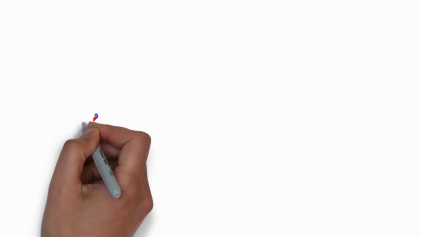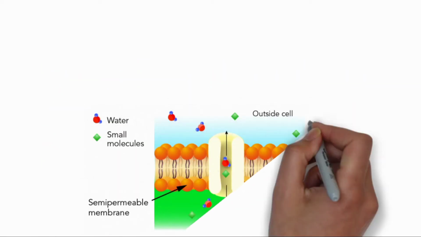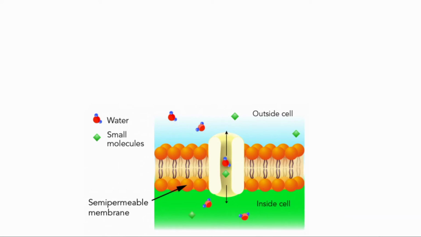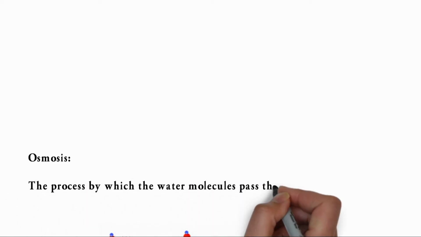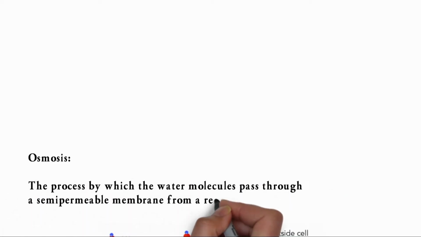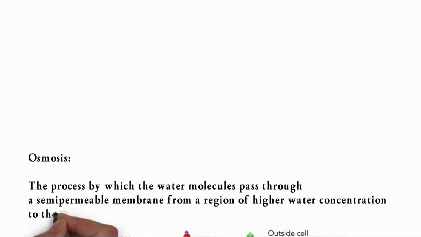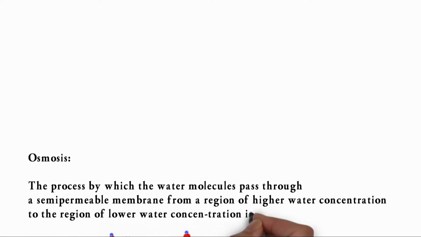You can see in the diagram, in osmosis the water molecules are passing through the membrane. So we define osmosis as the process by which the water molecules pass through a semi-permeable membrane from a region of higher water concentration to lower water concentration is known as osmosis.